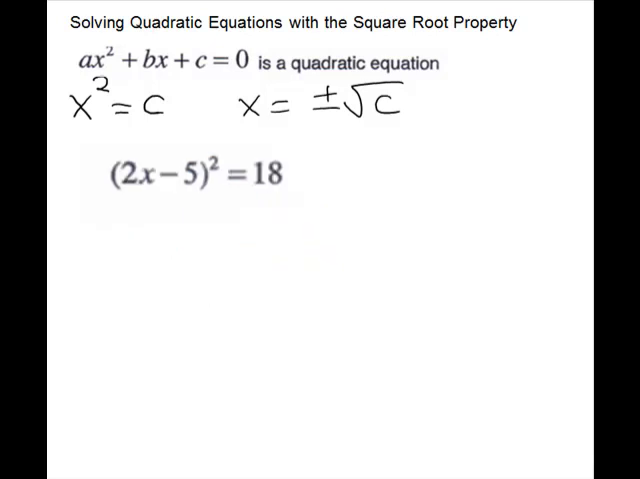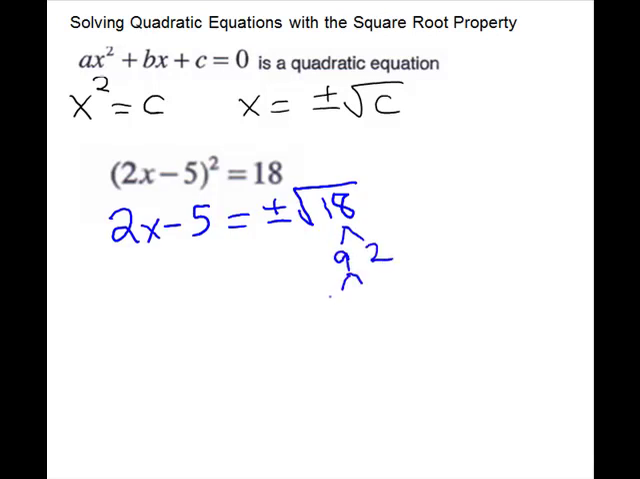Our next problem is also something squared equals a constant. So we'll take the square root of both sides. On the left, it will leave us 2x minus 5. On the right, we will get plus or minus the square root of 18. Let's go ahead and simplify on that side. So 18 has a 9 in it, 9 times 2, and 9 is a perfect square. You can take that square root, take your 3 out. So this is plus or minus 3 times the square root of 2.